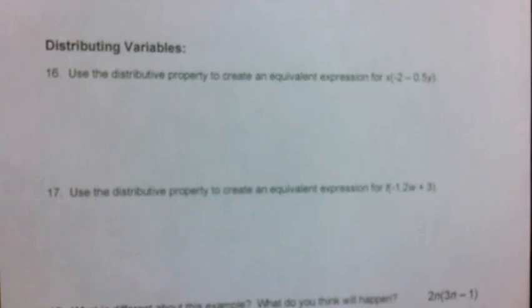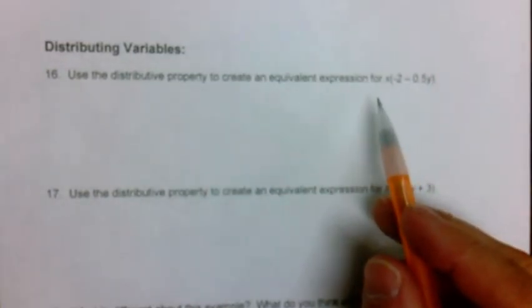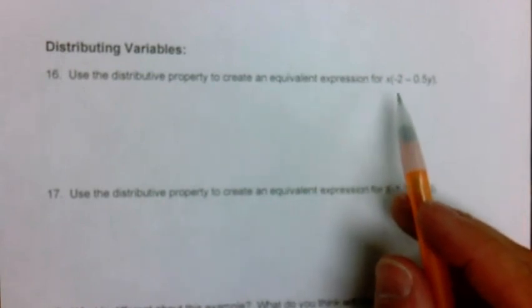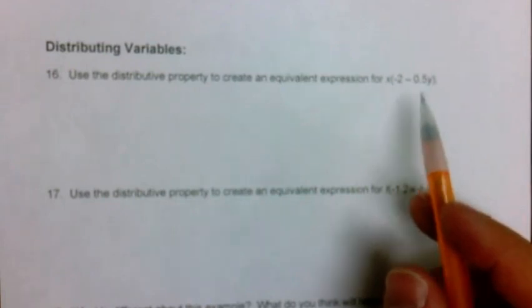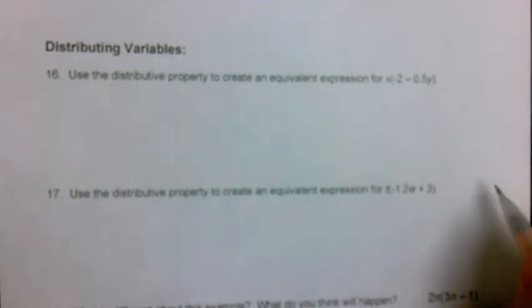In our next few examples, we're going to be distributing variables instead of numbers. In this example, it says to use the distributive property to create an equivalent expression for x times negative 2 minus 5 tenths y. Just as we do when we're distributing numbers, we're going to take the term that's on the outside and multiply it by every term on the inside.